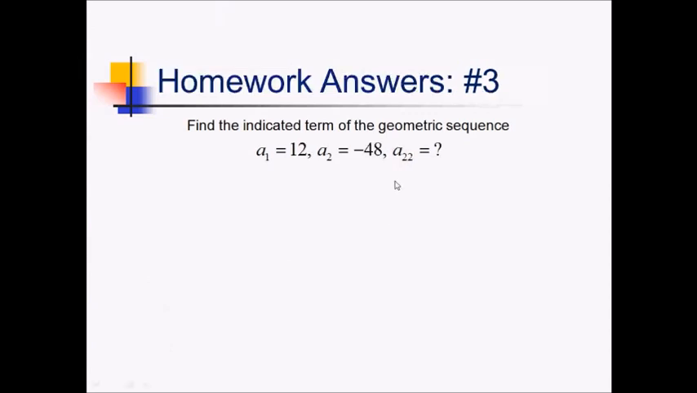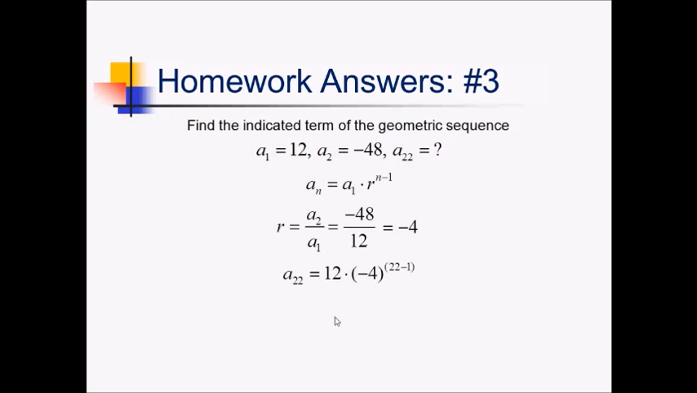On this problem, we're trying to find the 22nd term of a geometric sequence with the first two terms of 12 and -48. So for this, we'll use our nth term formula. That's a1 times r to the n minus 1. So that's going to be 12 times, well, let's see, what's our common ratio? That's going to be -48 over 12, which is going to be -4. So that's our common ratio we have to multiply by to get the next term. So we've got 12 times -4 to the 22 for n minus 1.